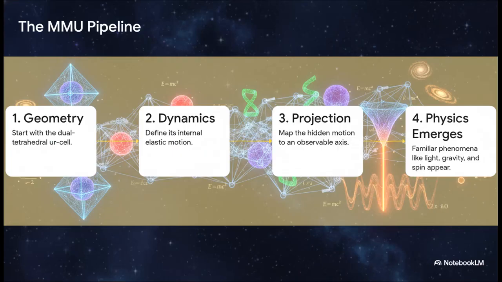So, when you boil it all down, the whole theory is a pretty clear 4-step pipeline. First, you start with a simple shape, the cell. Second, you define the rules for how it can move and stretch inside. Third, and this is the key, you project that hidden motion out into our observable reality. And fourth, boom, all of the physics we know and love just emerges.